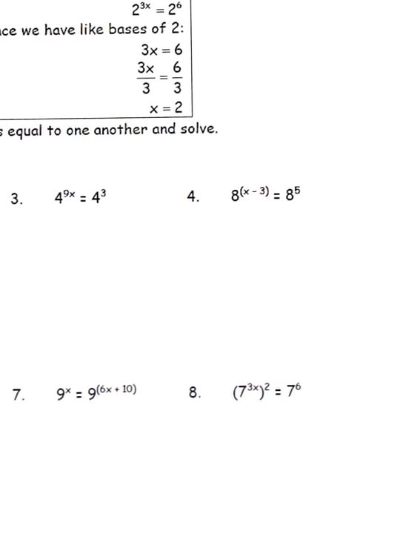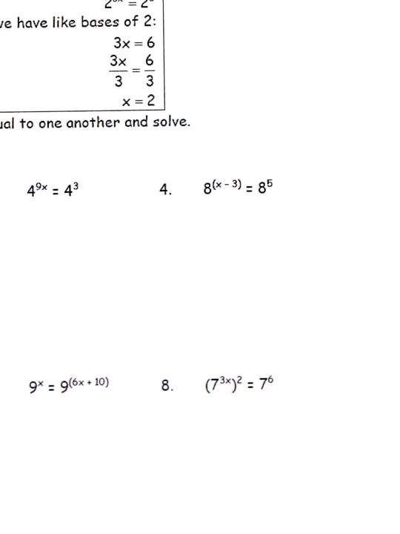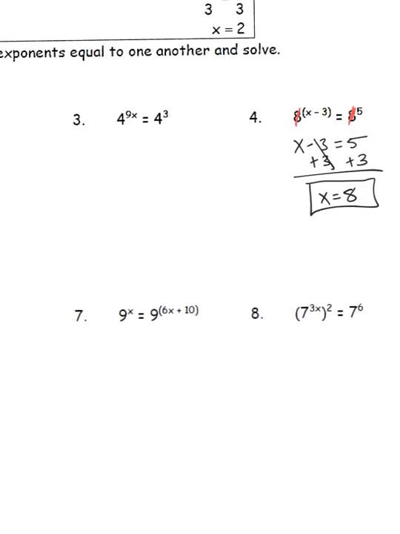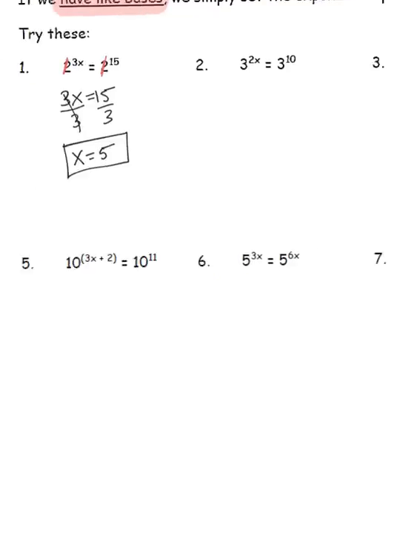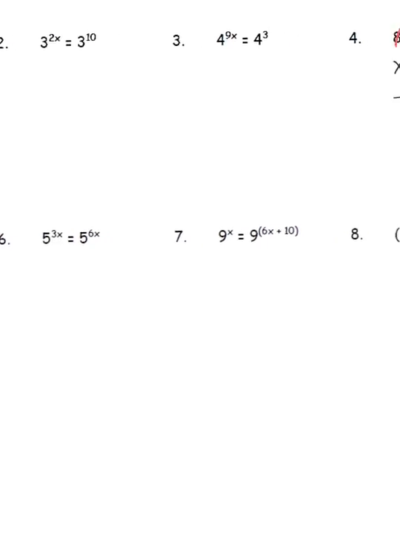Let's look at number 4, just because it looks different. The bases are the same, they're both 8, so I'm going to cross those out. And I'm going to be left with x minus 3 equals 5. I'm going to add 3 to both sides to get x by itself. So you get x is equal to 8. Let's try a more difficult one. I think y'all can do those.